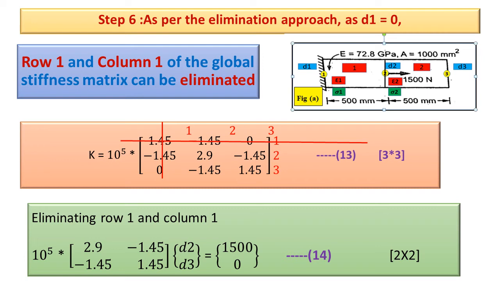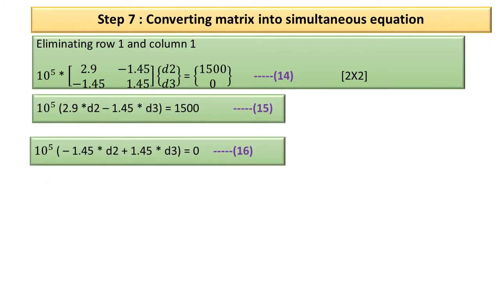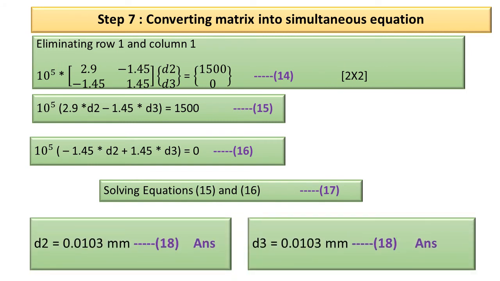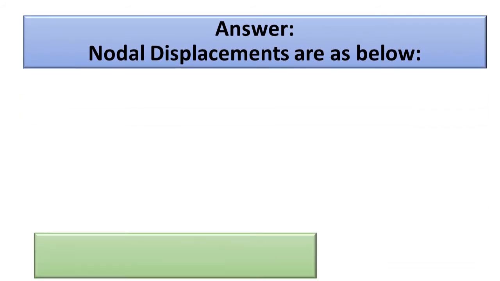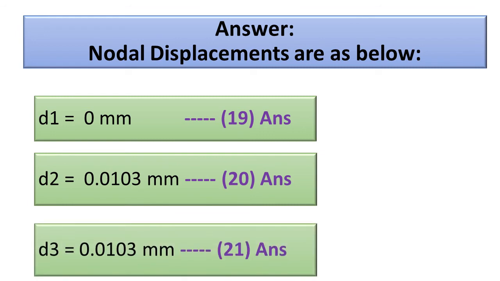In the 2 by 2 matrix, as we observe from the diagram also, D1 is 0, only we need to calculate D2 and D3. D1 is equal to 0. Equation 14 represents a 2 by 2 equation, which can be simultaneously solved. Step number 7, simultaneously solving equation number 14, we get values of D2 and D3. D2 is 0.0103 while D3 is equal to 0.0103 mm. Answers. Nodal displacements are hence D1 is 0, D2 is 0.013 while D3 also 0.013.